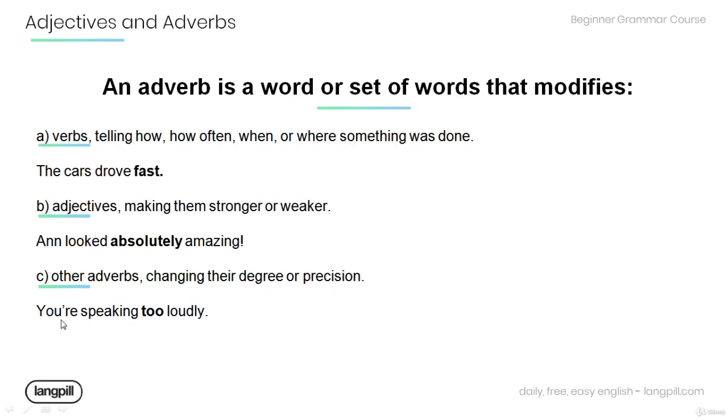C. An adverb is used to modify other adverbs, changing their degree or precision. For example, you're speaking too loudly. The adverb too describes the adverb loudly. It tells us how loud. Degree.